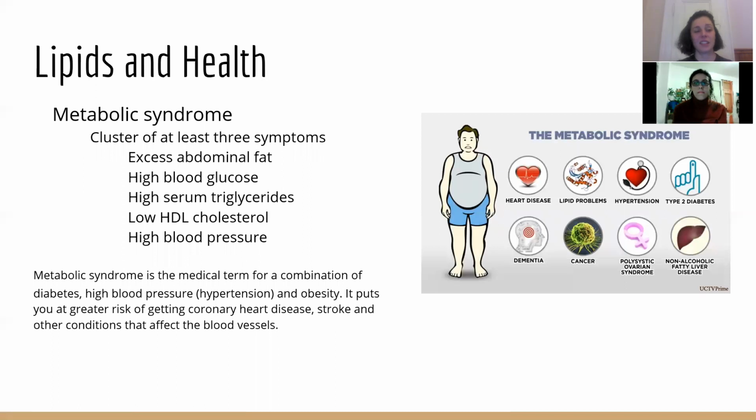Then there is this metabolic syndrome, and it's a combination of obesity, high blood glucose, low HDL and high LDL cholesterol, and high blood pressure. And this can also create heart disease, stroke, and diabetes, for example.